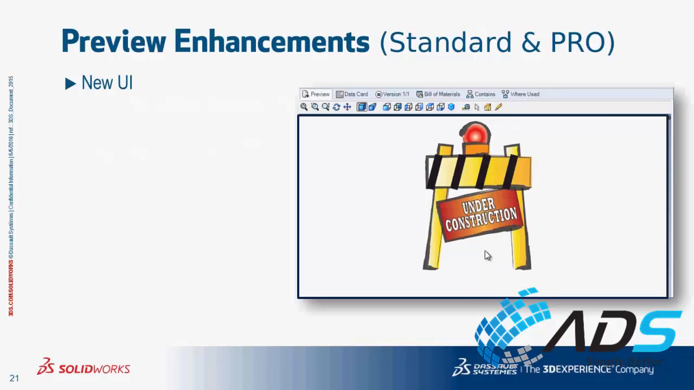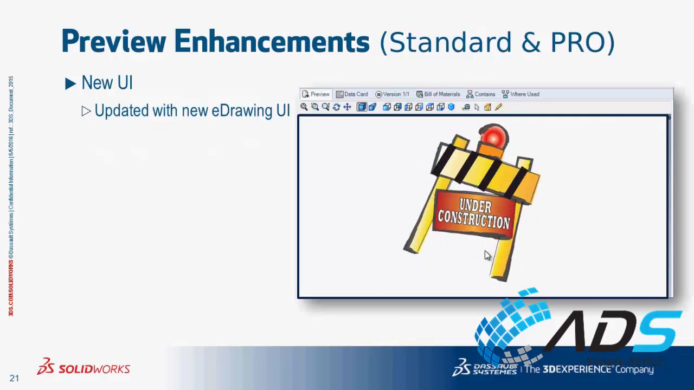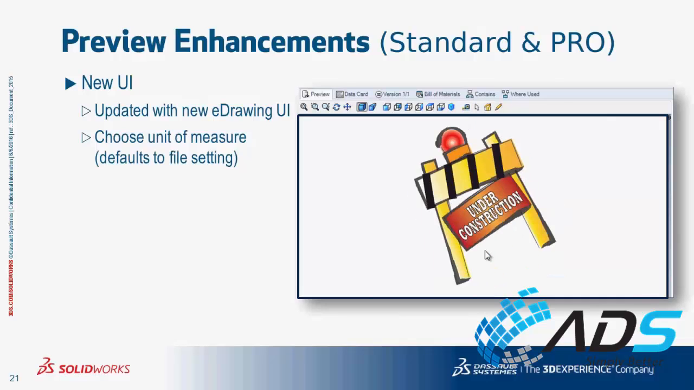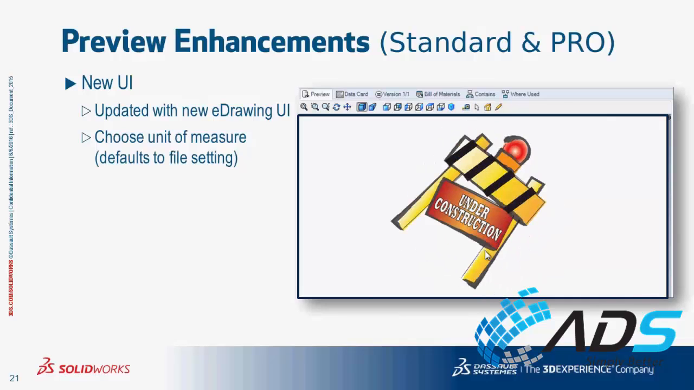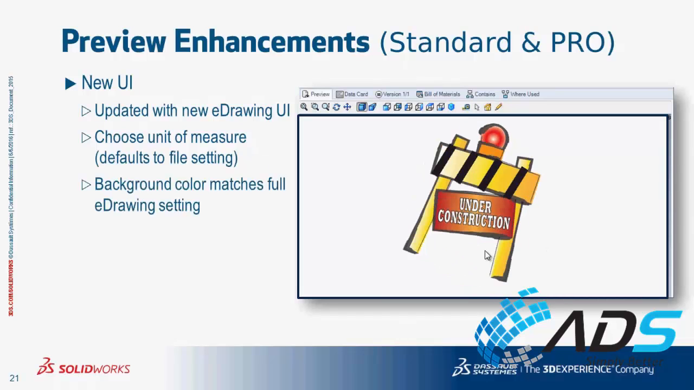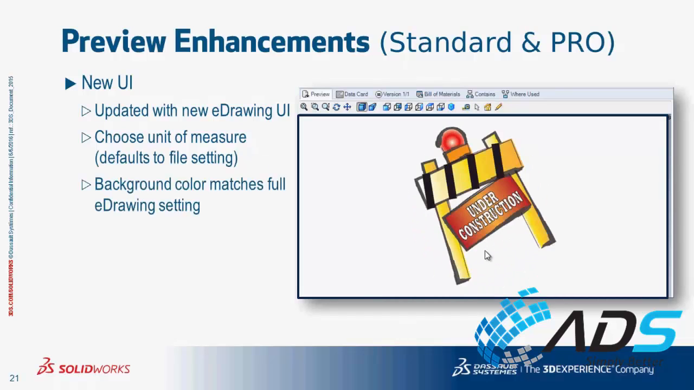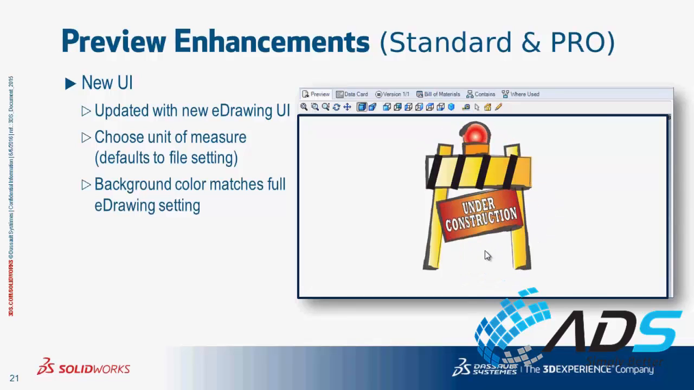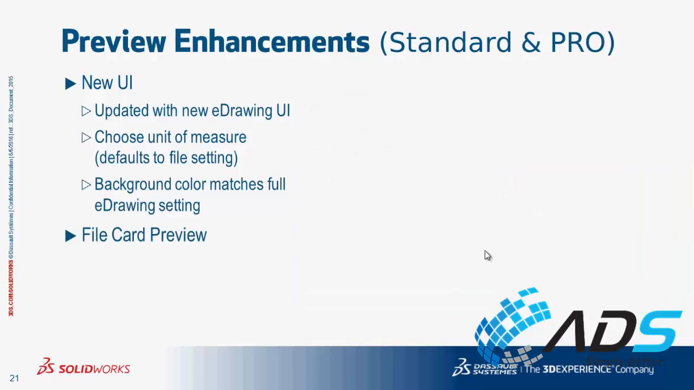So from preview, we are working on a new UI. It will be the new eDrawings updated look UI that we see in full eDrawings. You'll be able to choose your unit of measure. Now it only defaults to millimeters. It'll also default to the file setting, so if the file's in inches, that's what it'll go to. You'll be able to change the background color to match whatever setting you use in the full eDrawings.